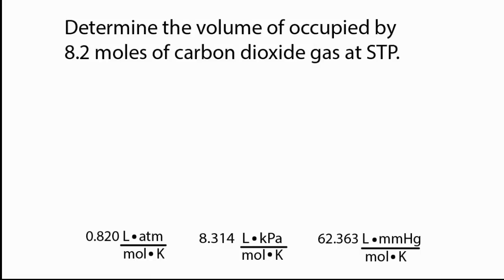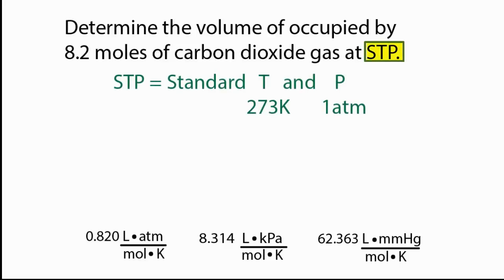Let's do one last problem. When you look at this problem, it doesn't seem like you have much information. But the STP, standard temperature and pressure, gives you values for temperature and pressure. So standard temperature will always be 273 Kelvin, and standard pressure will be 1 atmosphere. So pause and use those values for standard temperature and pressure to solve this problem.